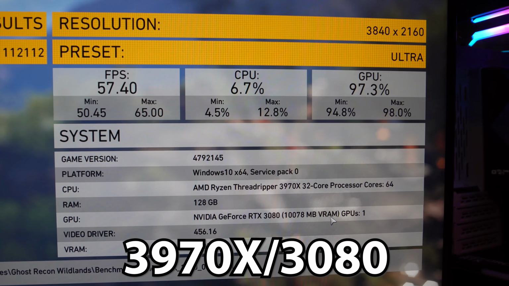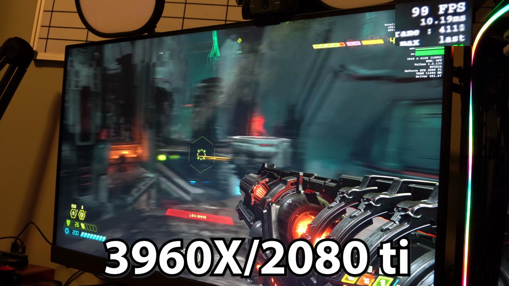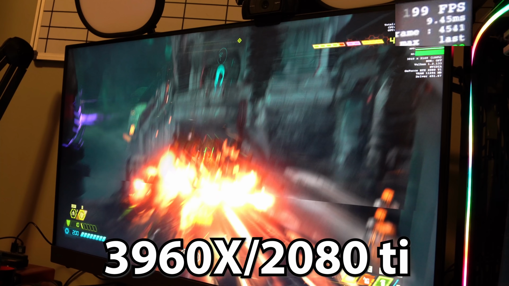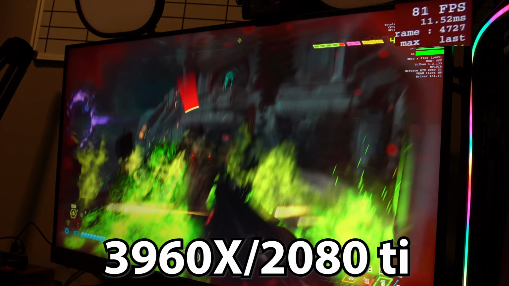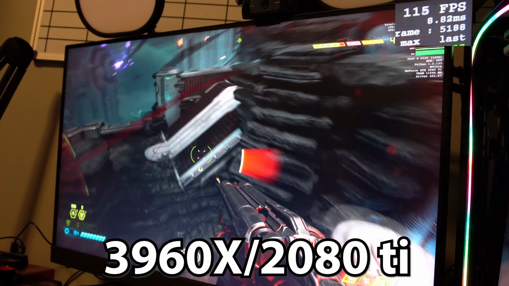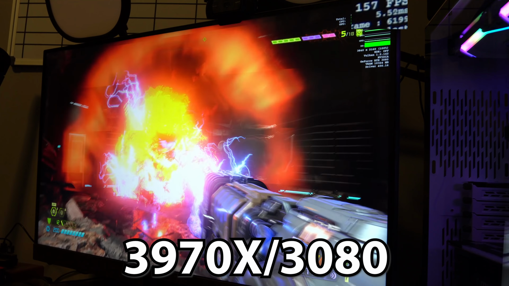Deus Ex Mankind Divided not only saw an average frame rate improvement from 54 to 67, but also a significant gain in minimum frame rate, which is important when hovering around that 60 FPS number. The same thing happened in Ghost Recon Wildlands, the most difficult test in my benchmarking suite, where minimums went from 40 to 50 and averages also increased from 47 to 57.